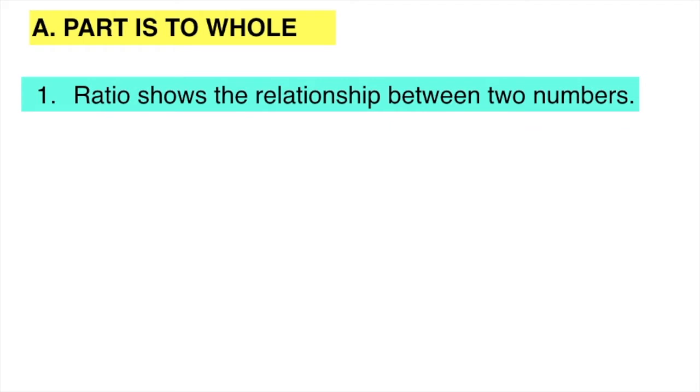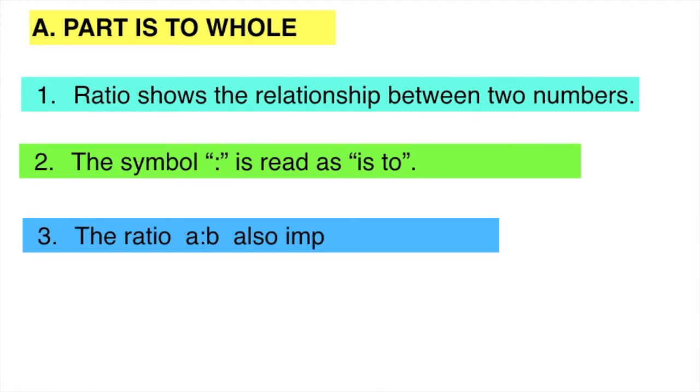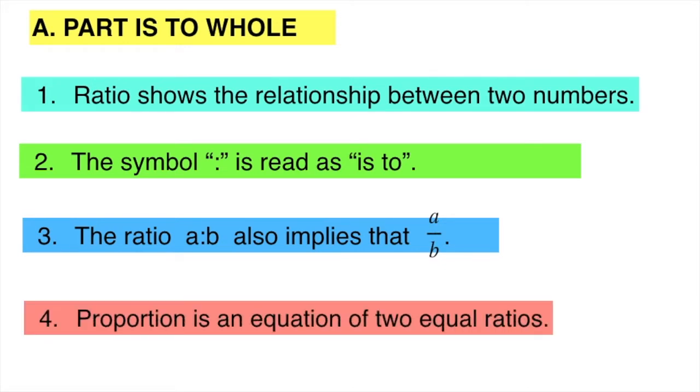Ratio shows the relationship between two numbers. The symbol colon is read as "is to." The ratio A colon B also implies A over B. Proportion is an equation of two equal ratios.